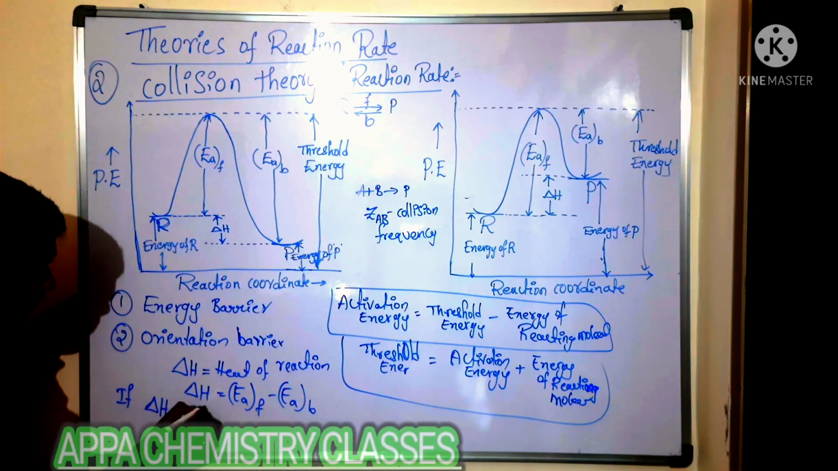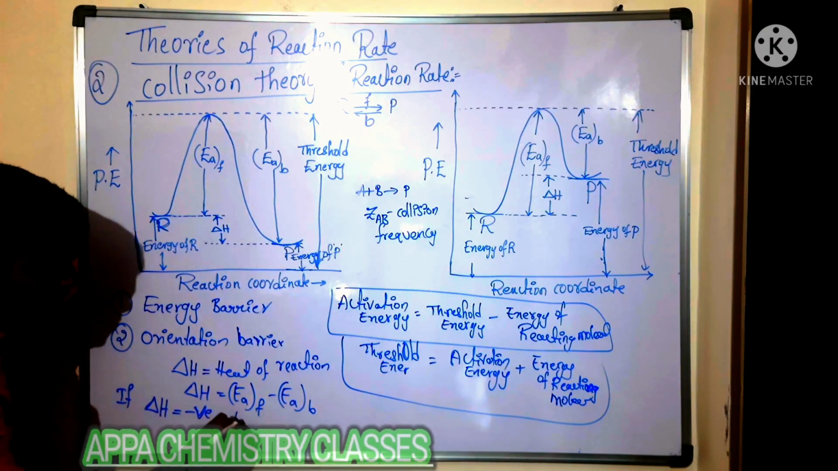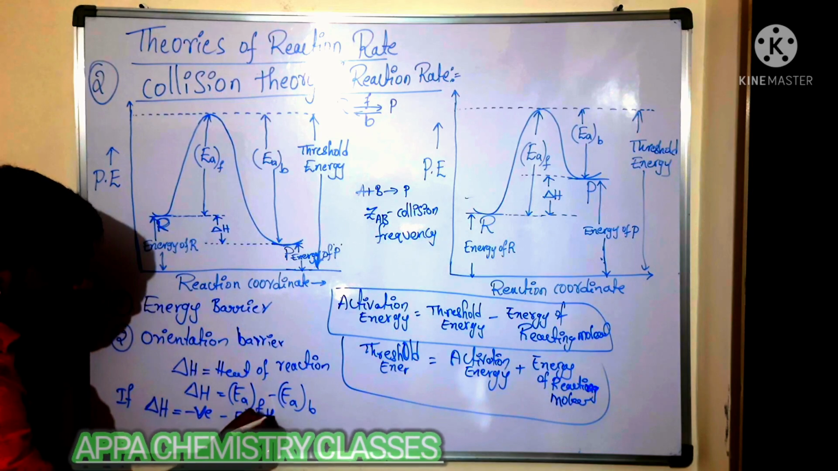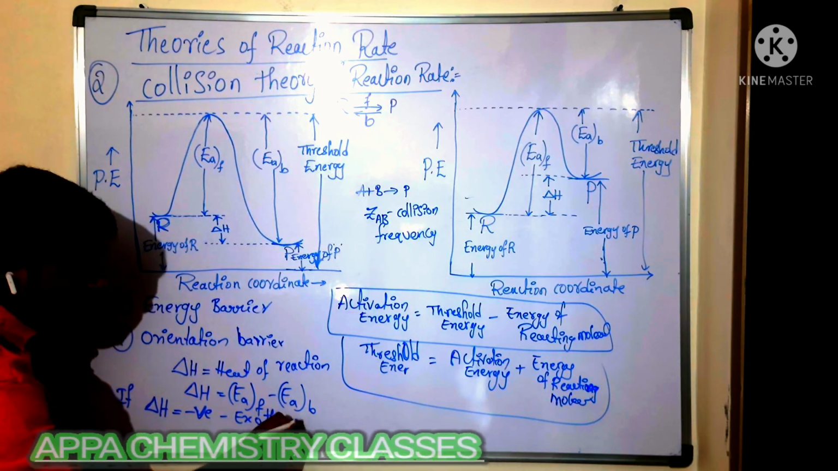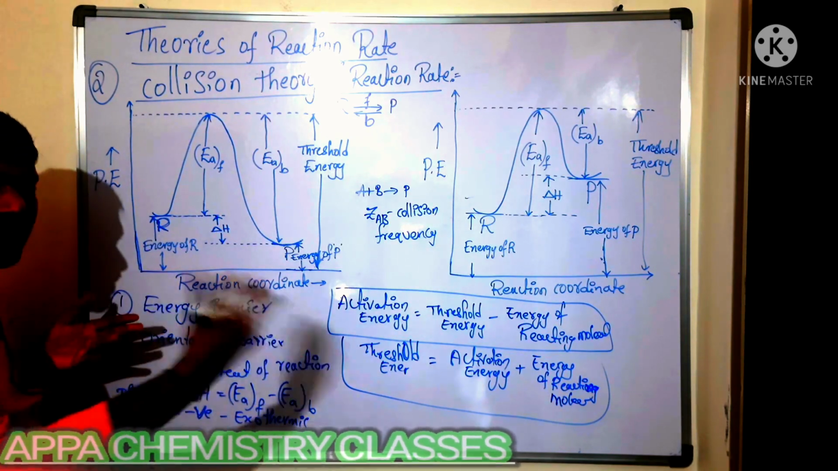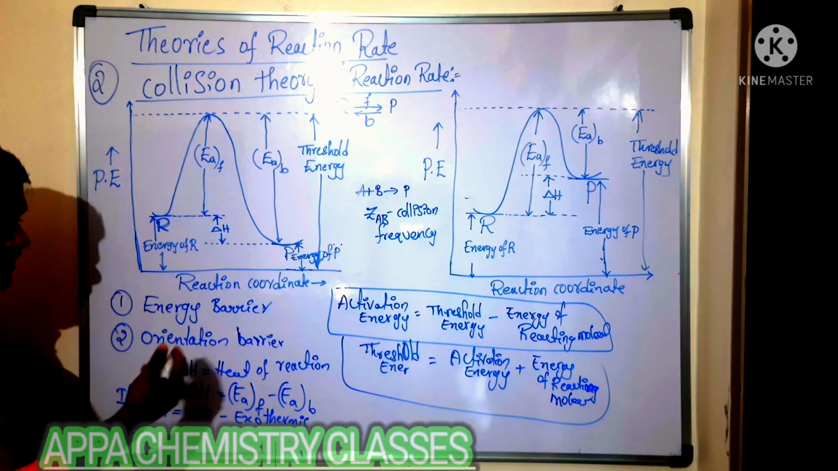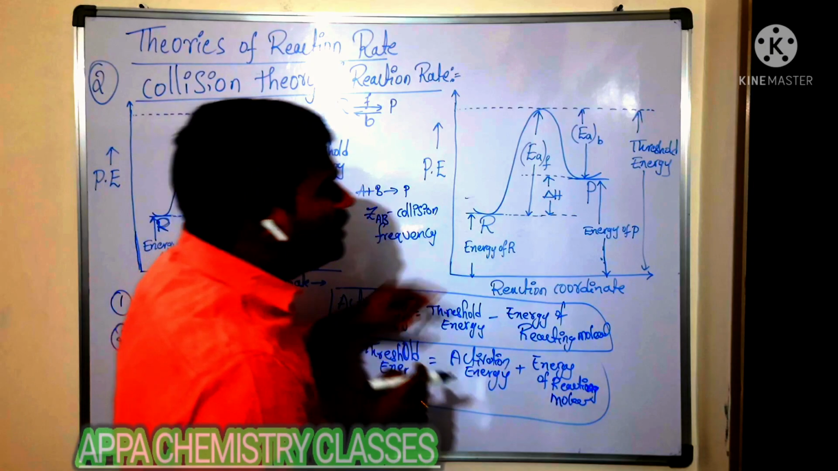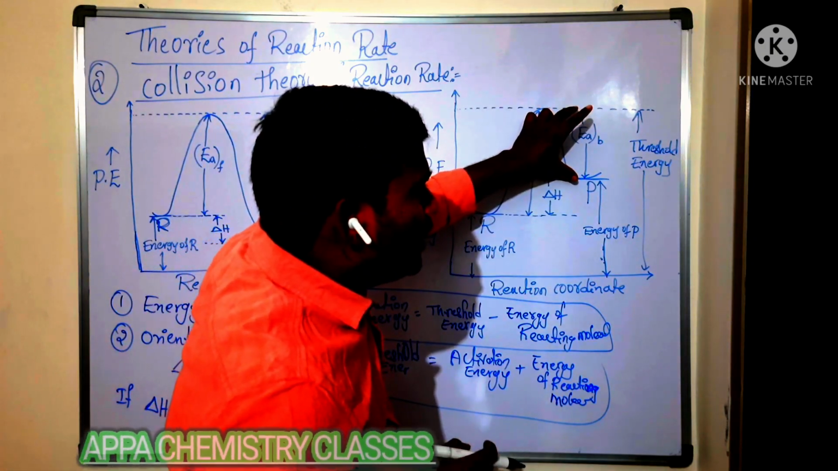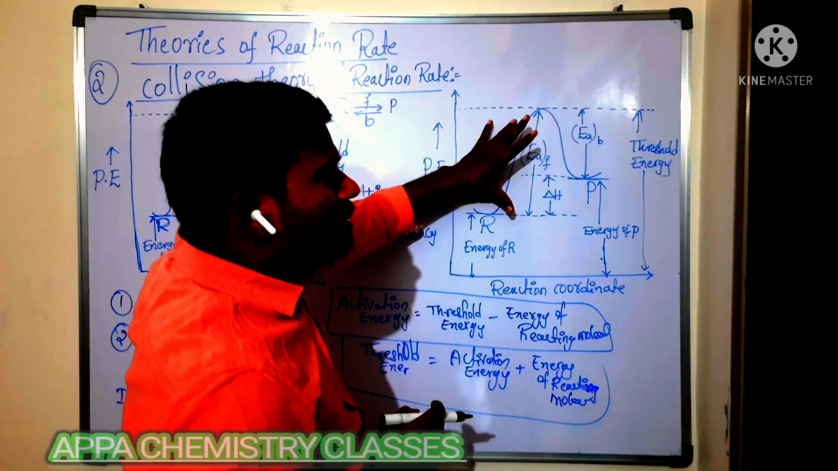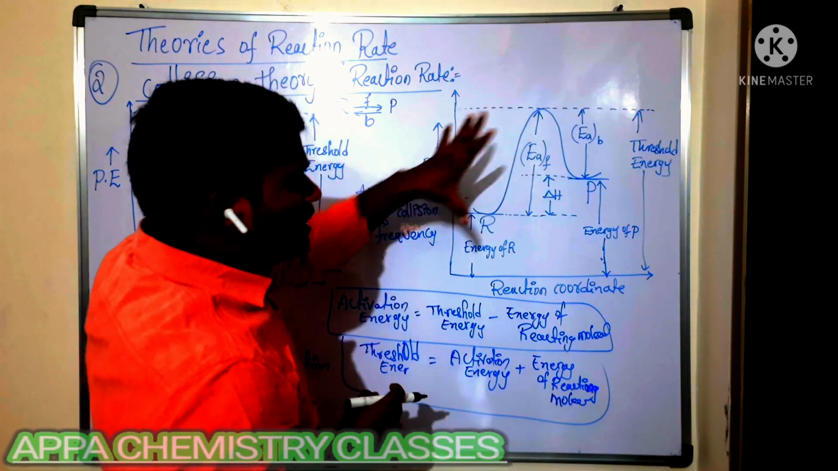Then if delta H is negative, it is called what? Exothermic reaction. It is exothermic in nature, meaning heat energy is given out by the reacting molecules. Now if delta H is positive, you can take here that the activation energy of the backward direction is less when compared to the forward direction. The forward direction is more.